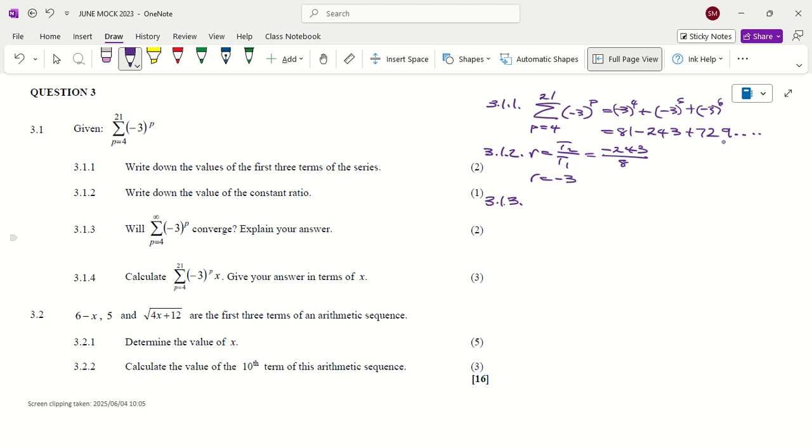Hey guys, are you listening? This question is always there in an exam. You understand? In order for a sequence to converge, R needs to be between -1 and 1. You remember? So we are going to say no, it won't converge.